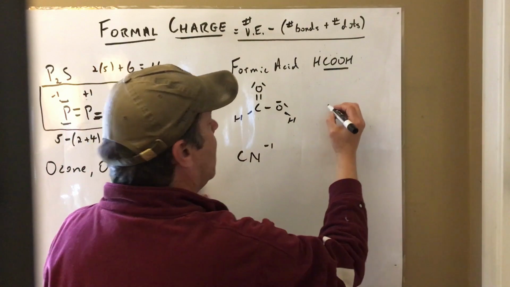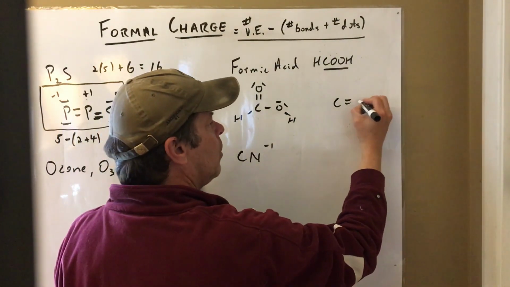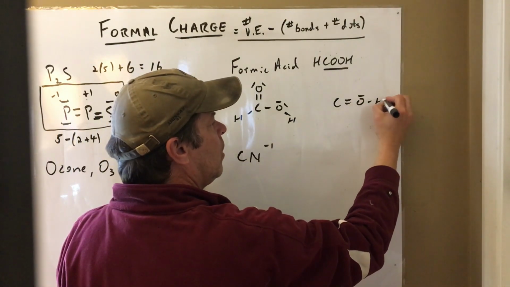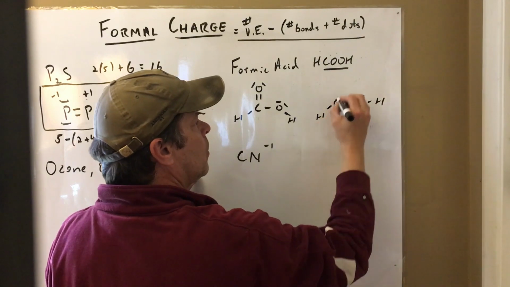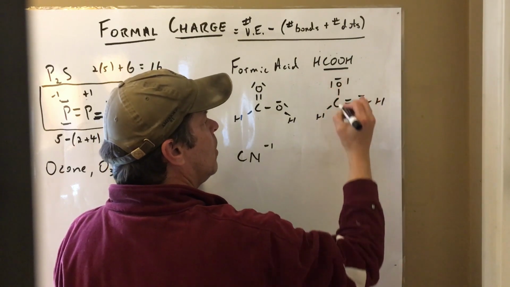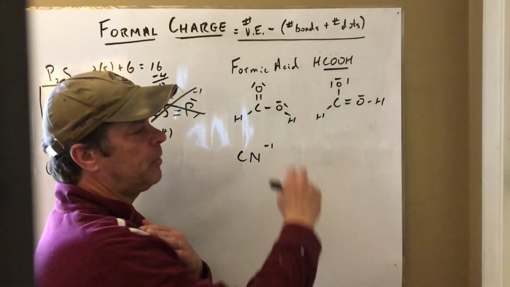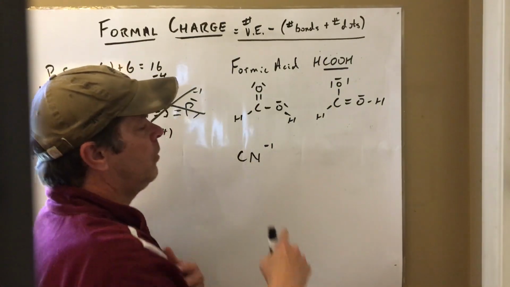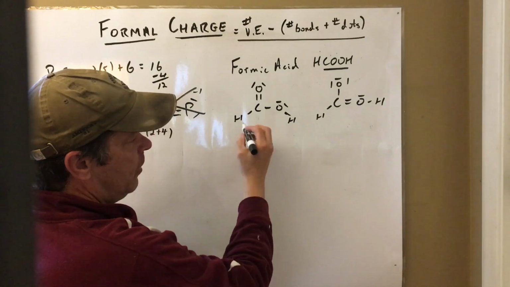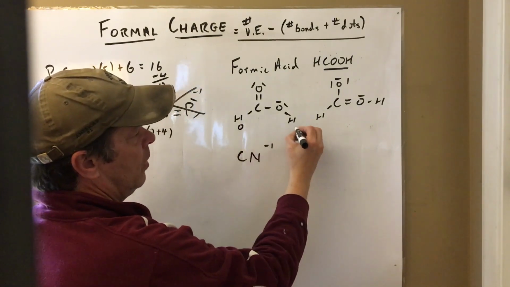And the other one, you could draw a Lewis dot structure that looked like this. You probably can tell right away which one we're going to rule out. But let's use formal charge to determine this. Hydrogen's good. This is 0. That's 0.